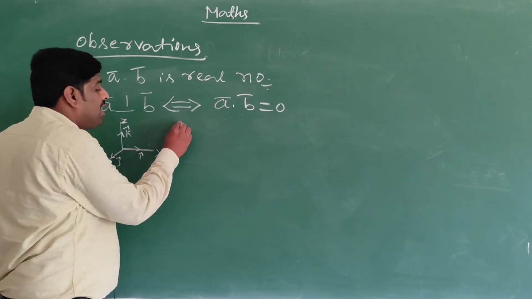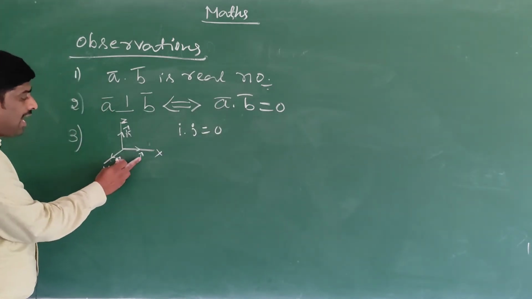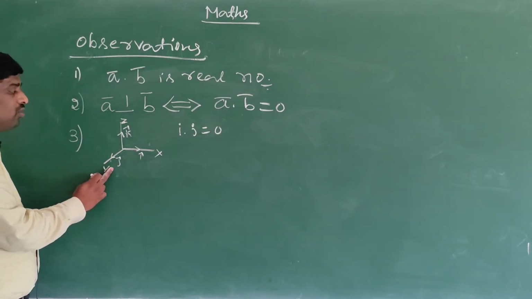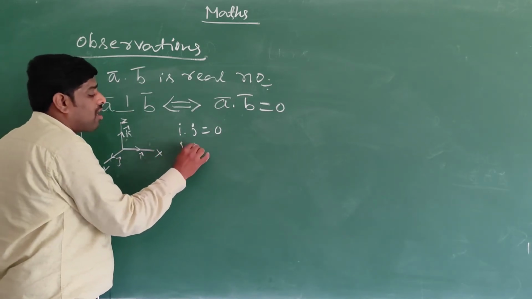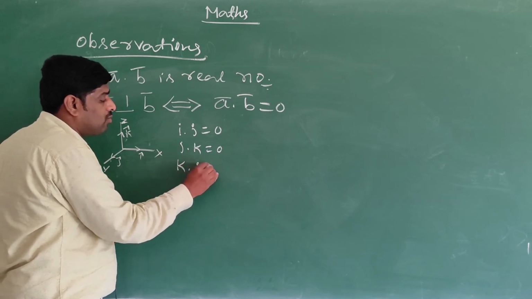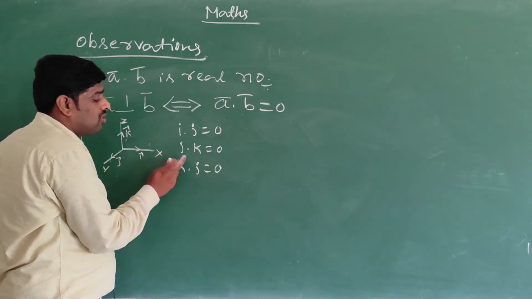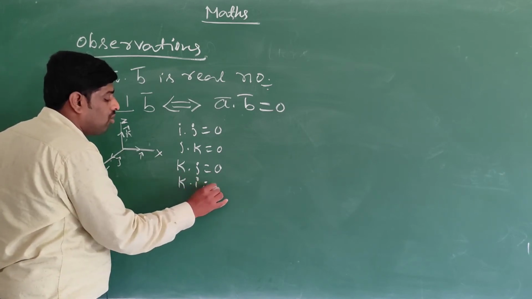That means i dot j is equal to 0. j dot k is equal to 0. k dot j is equal to 0, so j dot k and k dot j are both the same. k dot i is equal to 0.